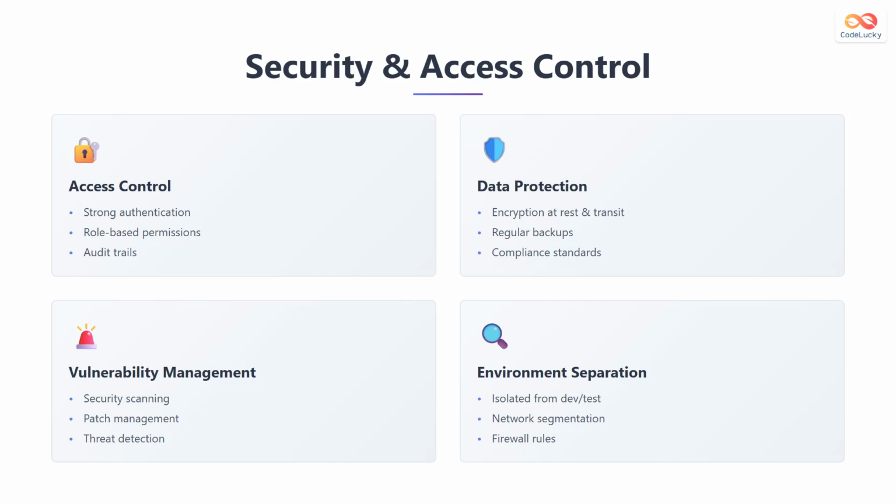Regular backups ensure you can recover from problems, and compliance standards protect against legal and regulatory issues. Third, vulnerability management involves scanning for security weaknesses, applying patches promptly, and detecting threats before they become serious. Fourth, environment separation keeps production completely isolated from development and testing environments with network barriers and firewall rules. This separation prevents testing problems from affecting real users.